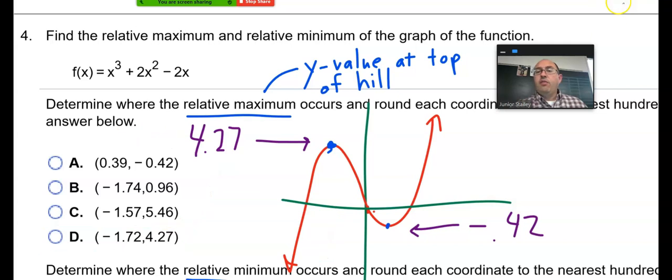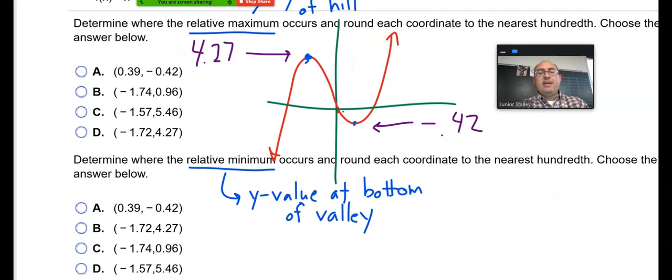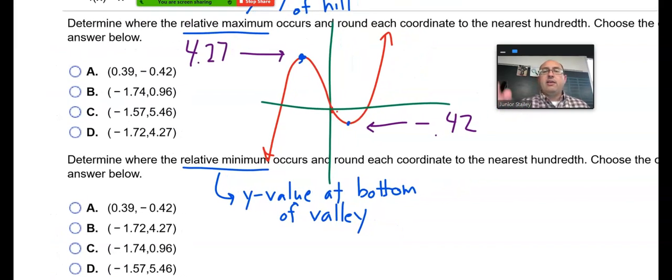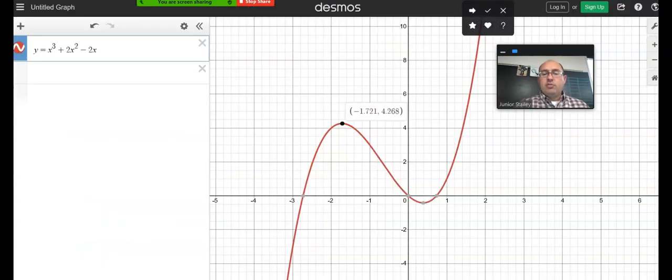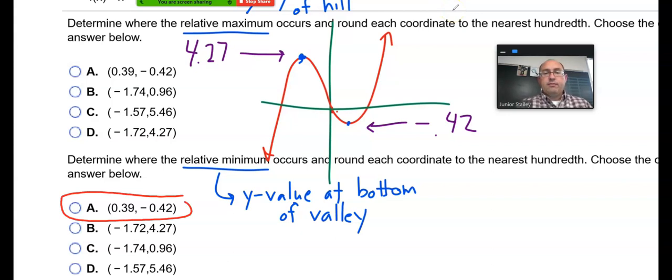Okay, now they're going to ask me for the relative minimum. Well, that is the y value at the bottom of the valley. And if I come back over here to Desmos.com and highlight that point at the bottom of that valley, I get negative 0.42, and it occurs at 0.39. So negative 0.42 is the y value. It occurs at an x value of 0.39. That's your where. Where 0.39, what is it? Negative 0.42. Okay, so that's relative maxes and mins.